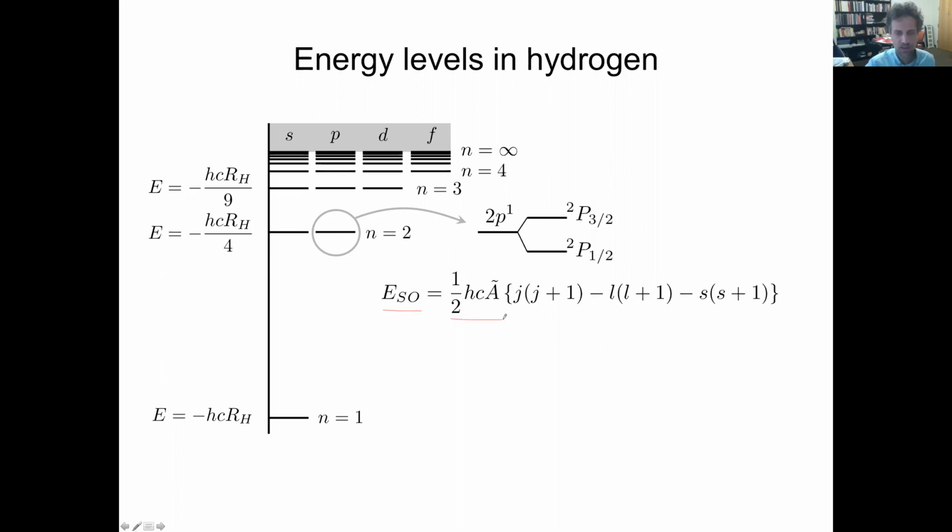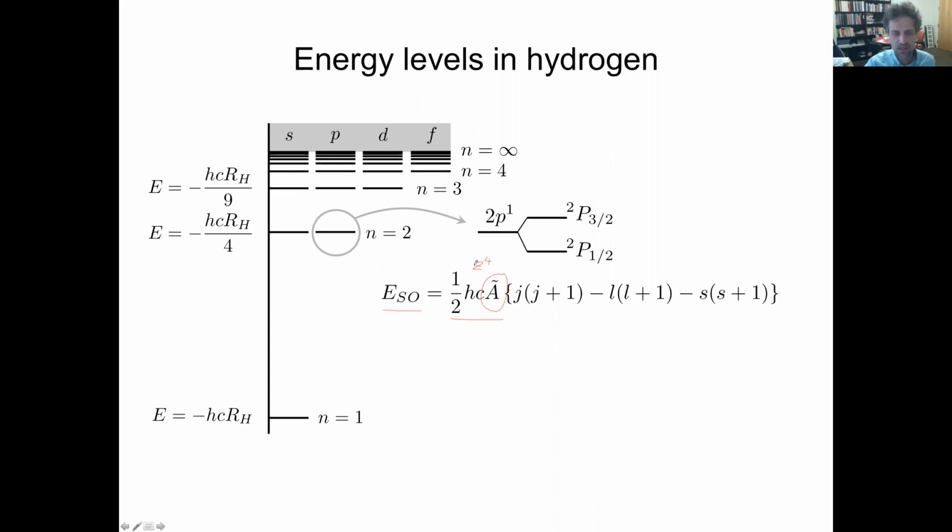It has a prefactor with this A tilde, and that is the spin-orbit coupling constant, which is different for each atom and also for each electron in the atom. We will not specify this, even though I have provided a formula for this in the lecture notes, which are posted online, so you can have a look. But the most important thing that we should know is that this A scales with Z to the power 4. What does that mean?